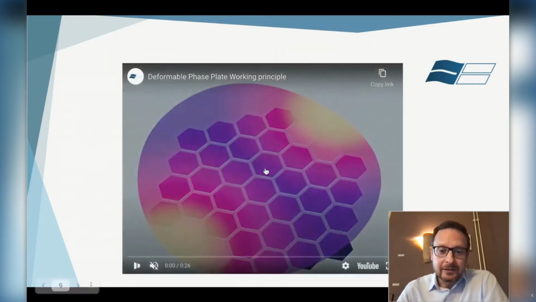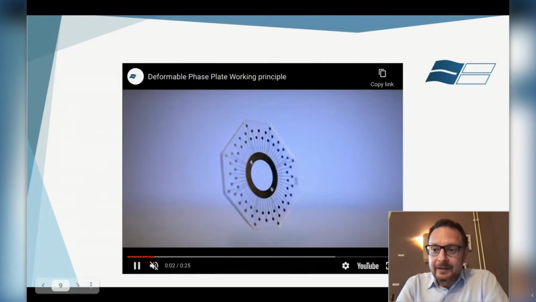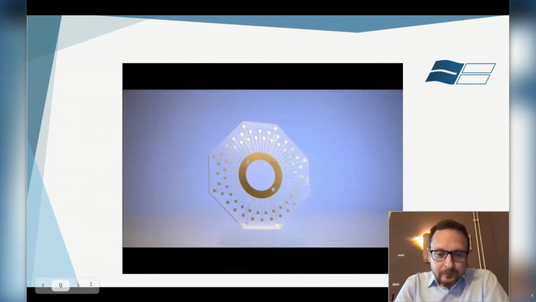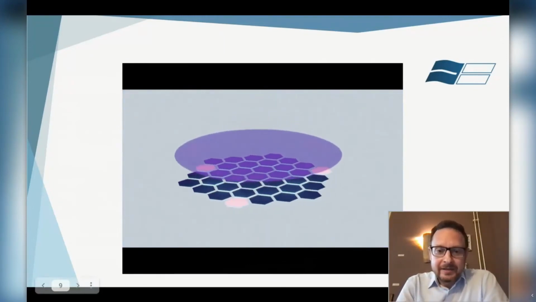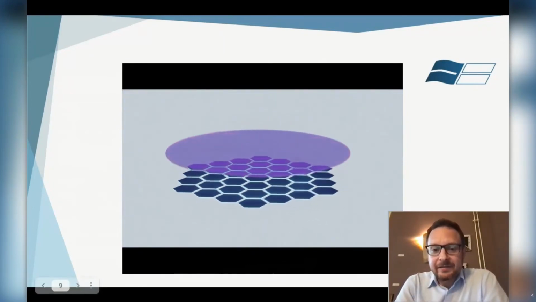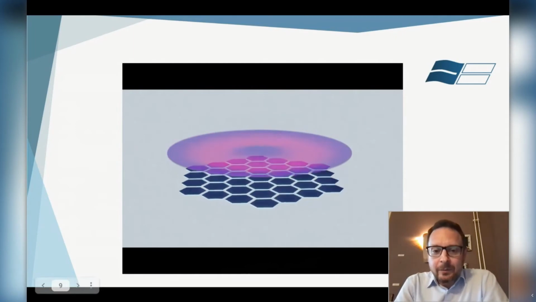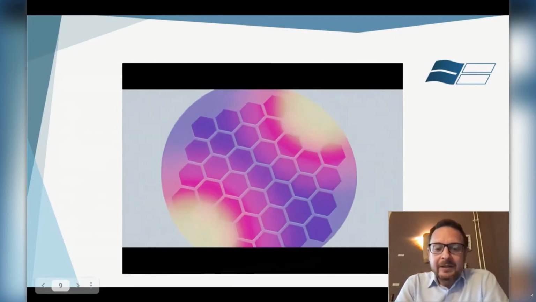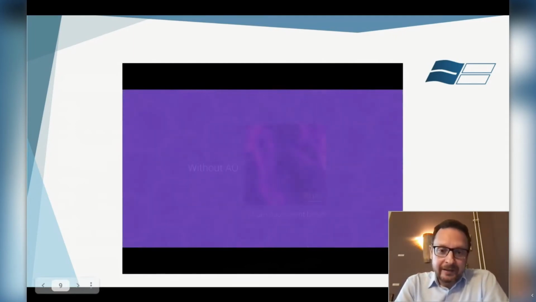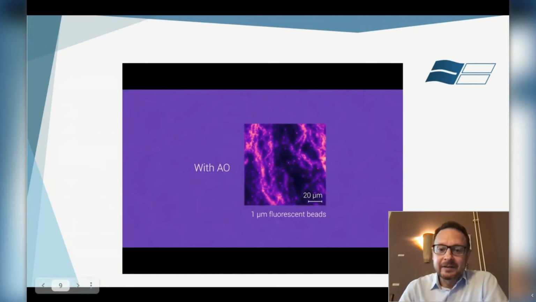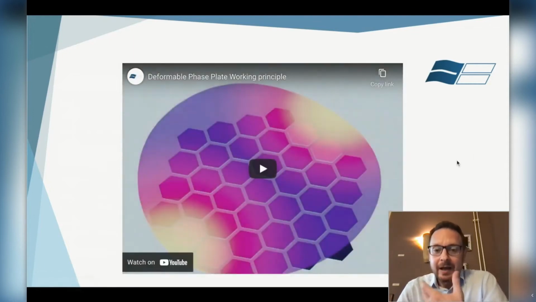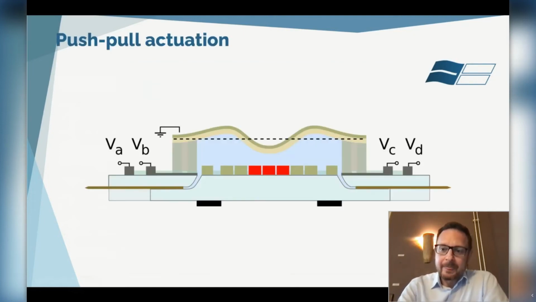How does it actually work? I'm showing here in a quick animation. The light passing through the device is changed in its phase through the different optical path difference, depending on the state of the deformable membrane. And the deformable membrane is changed by electrostatic actuators that are embedded within the device. And that gives you higher contrast, better resolution for your optical device.